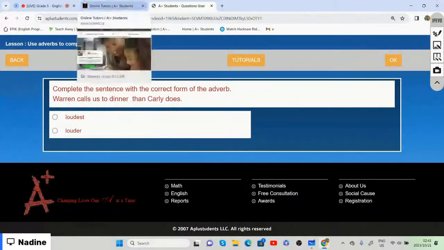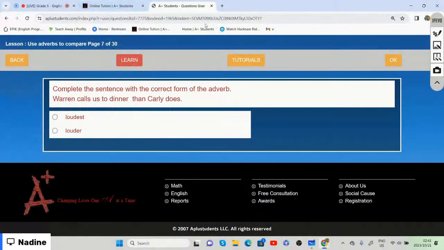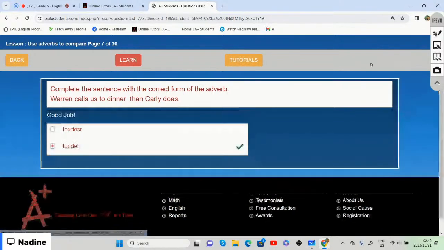So here it also says complete the sentence with the correct form of the adverb. Warren calls us to dinner. Loudest than called us, or louder than called us. So Warren calls us to dinner louder than called us. So louder than called us. Lovely, beautiful.